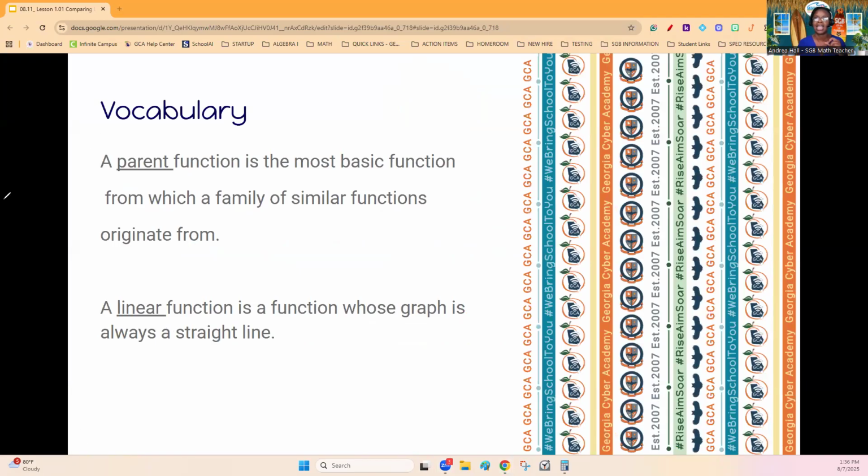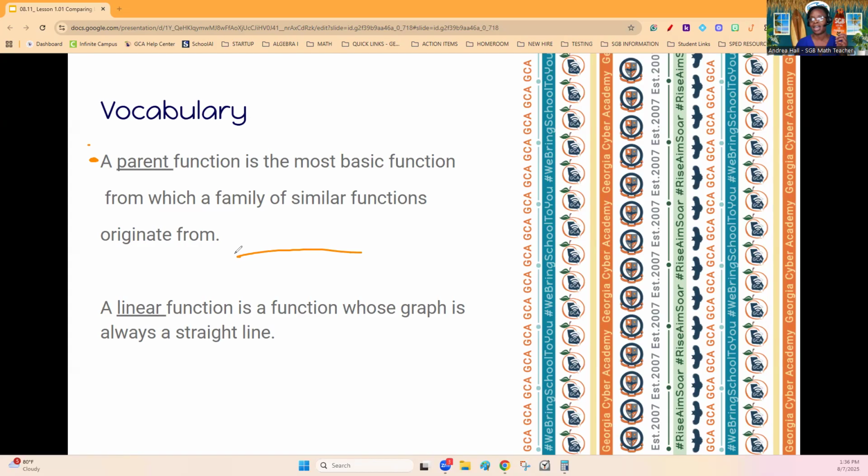The first one is a parent function, and a parent function is the most basic function from which a family of similar functions originates. We're going to talk about a few parent functions today, but a parent function is like the parent, and you have all the children. Okay, so all the different versions of it.